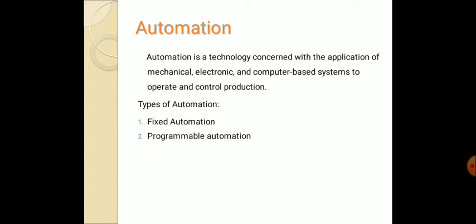Basically there are three types of automations. First one is the programmable automation, the fixed automation and the flexible automation. Now let me show the animation video on automation.